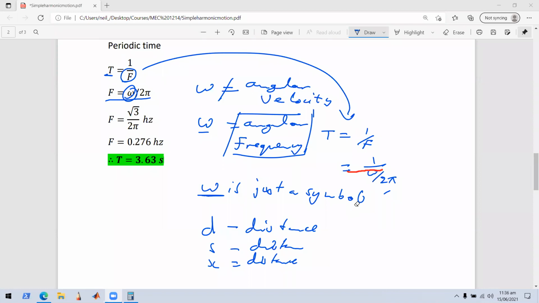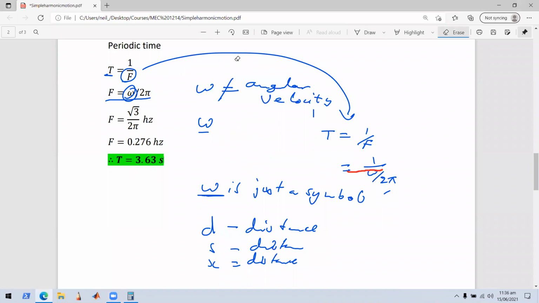Good. So omega is just the symbol, right? Good. Any more questions? No.